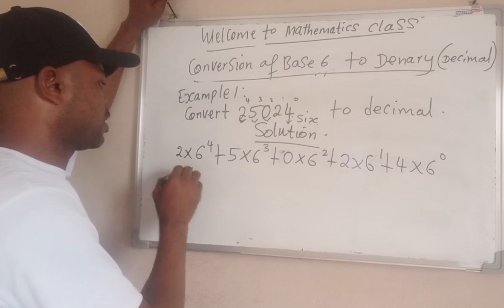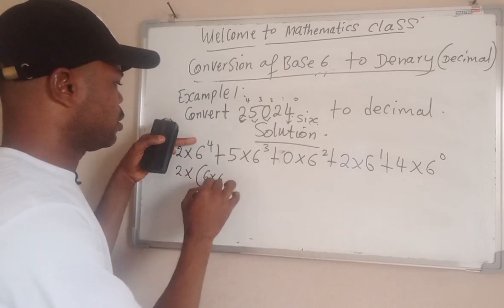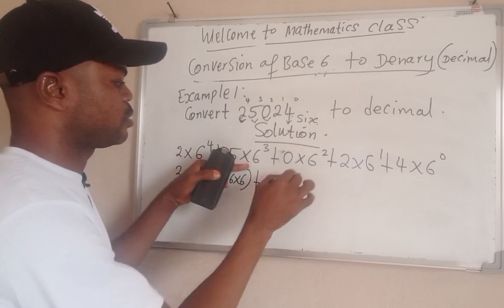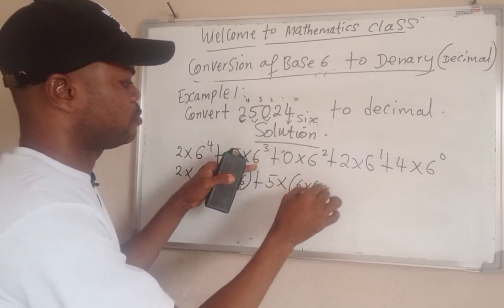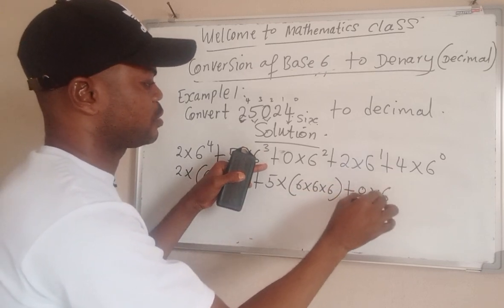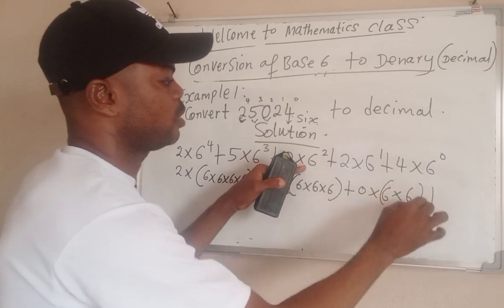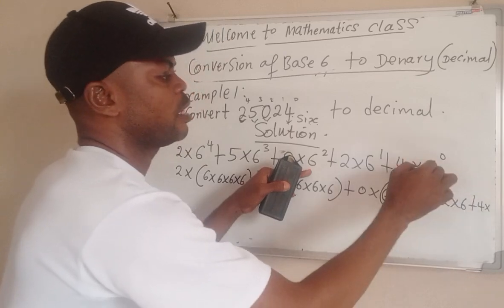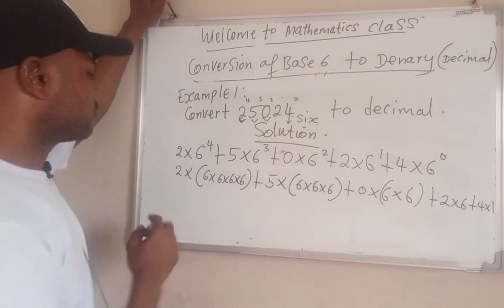We say 2 times 6 raised to power 4, the same thing as 6 times 6 times 6 times 6 into 4 places, plus 5 times 6 times 6 times 6 into 3 places, plus 0 times 6 times 6 into 2 places, plus 2 times 6, plus 4 times anything raised to 0, it is 1. Don't forget the principle.